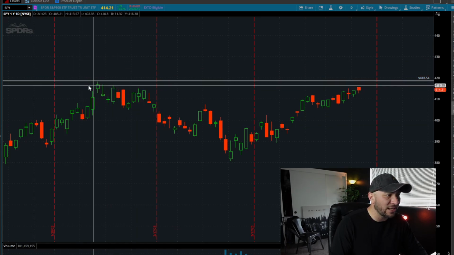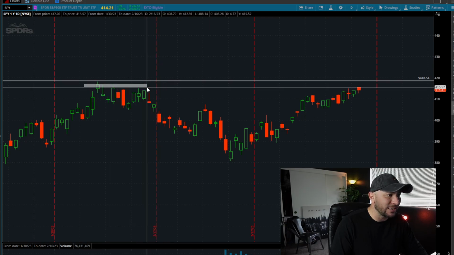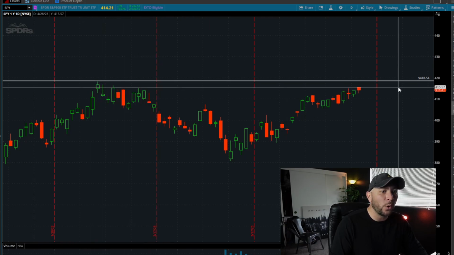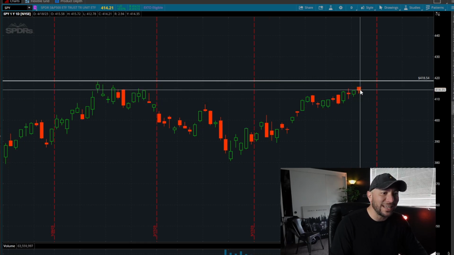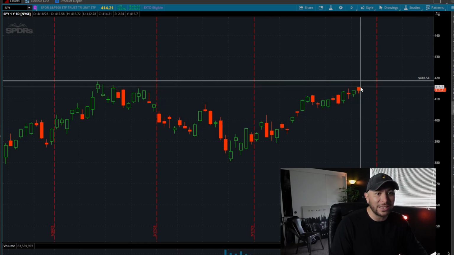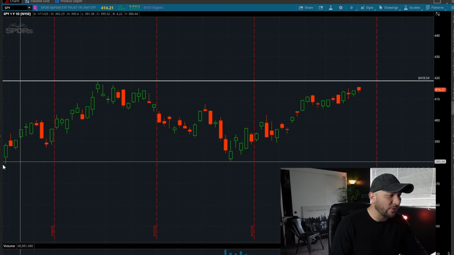You can see we've got a ton of area in this region here that was acting as a major area of resistance. So we definitely know that we're going to need to clean out 418.54. You can see today's candlestick starting to approach that level, sitting at around 415.70. What I'm then going to do is draw out this bottom line here.